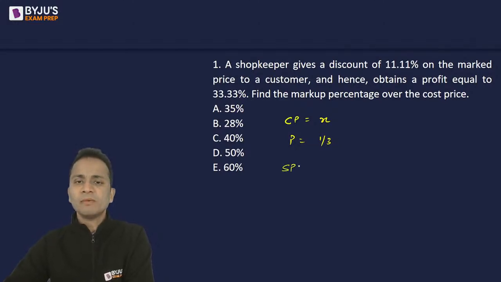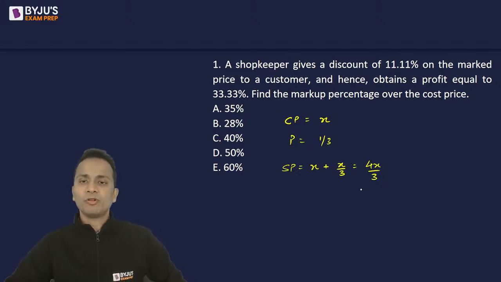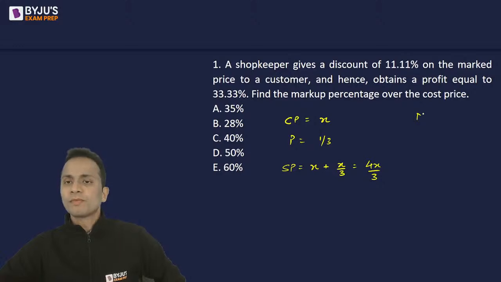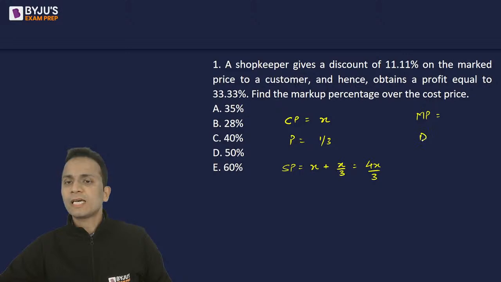So I can say that selling price will be equal to cost price plus the profit percentage over the cost price. So it will be X upon 3. So X, which is the cost price, plus 1/3 of X. So that comes out to be 4X upon 3. All right. Now this is cost price I've assumed as X and I got the selling price as 4X upon 3, right?